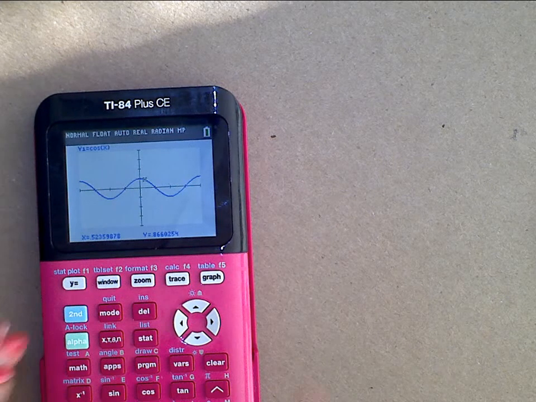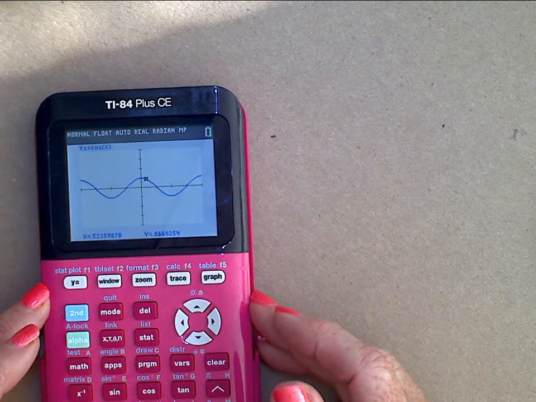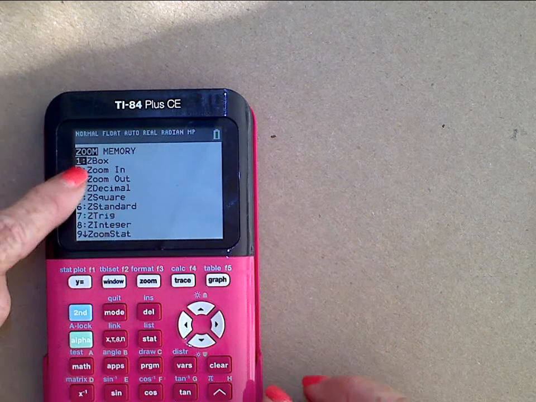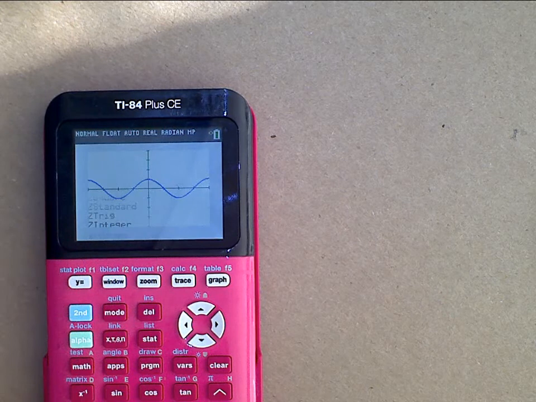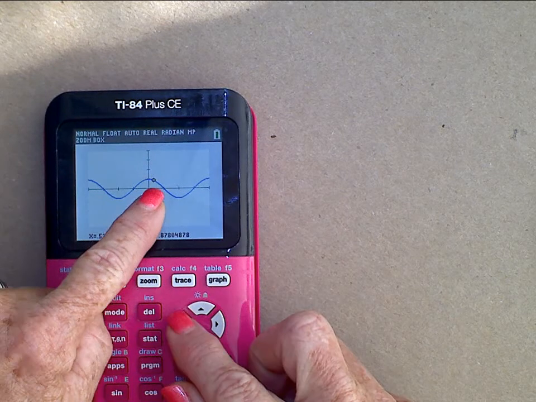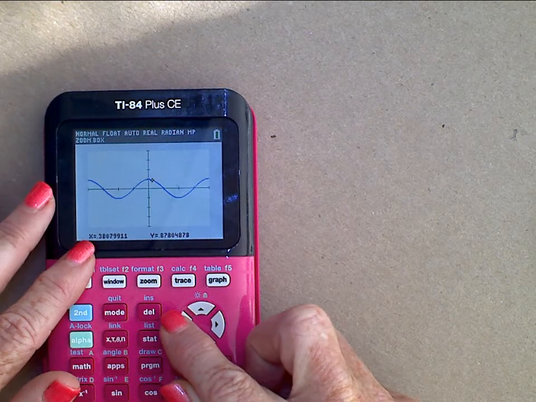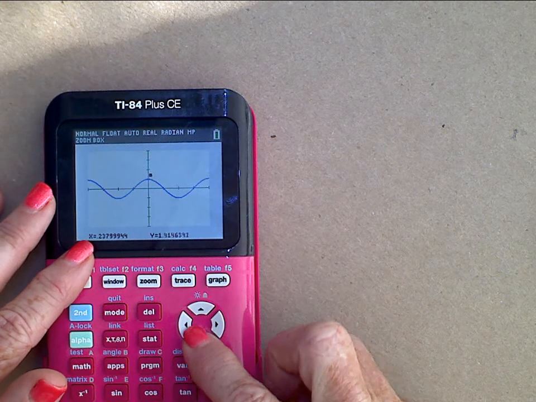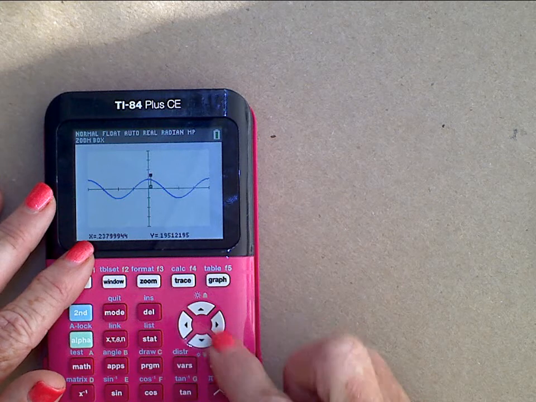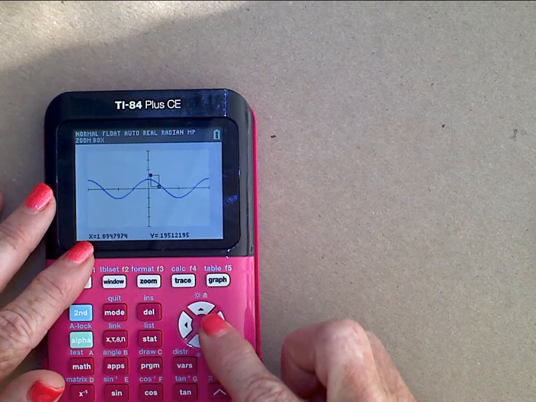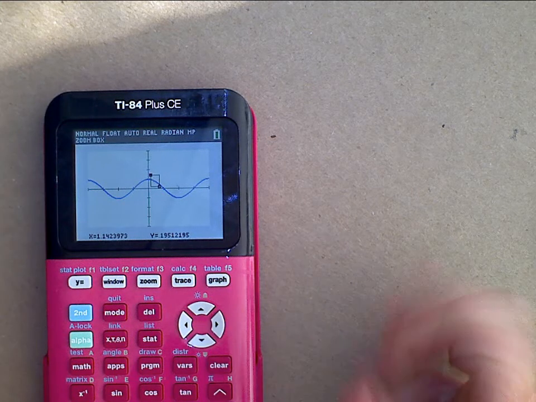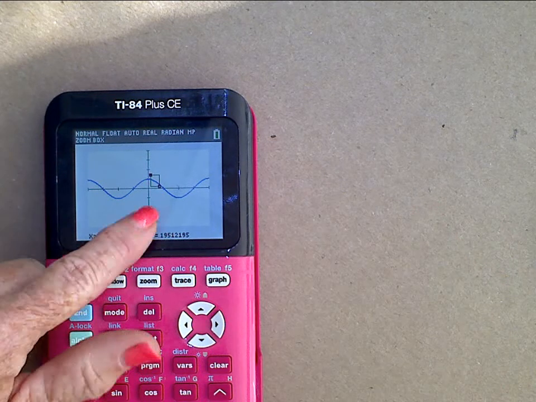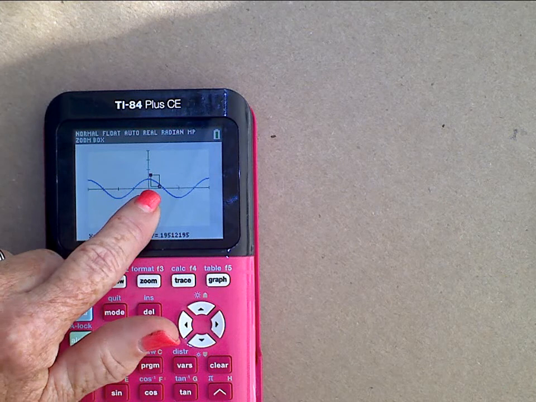And I want to zoom in a little bit closer. So one of the things we can do is something called a zoom box. And see the cursor's there. That's at pi over 6. So I'm going to arrow over a little bit to the left and a little bit up. Hit enter, come down and over to the right. And I've created a box around that spot, pi over 6. Hit enter again, and the calculator will redraw the cosine curve in that window that you determined.